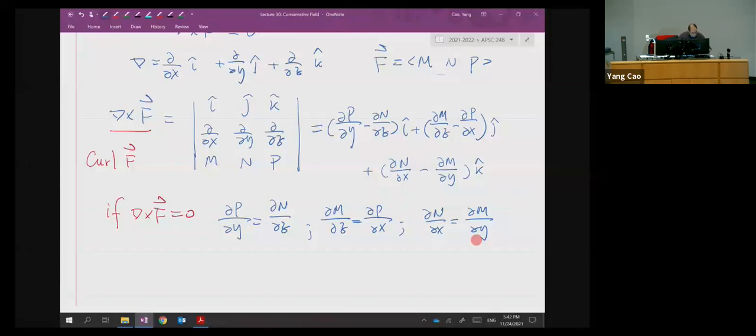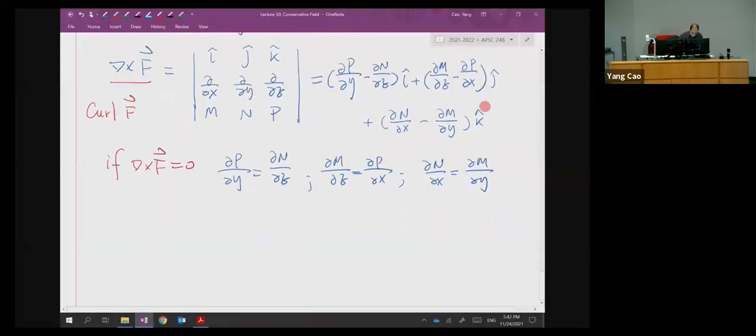So let me show you an example here of how to use this theorem. Let's consider the following vector field.